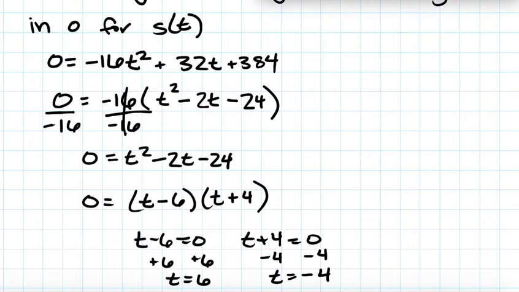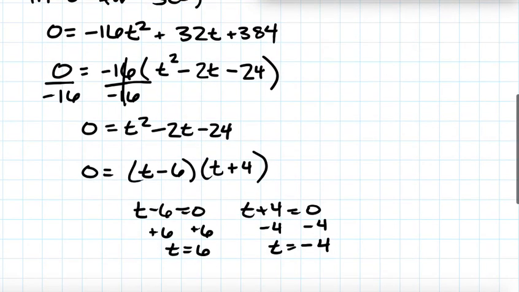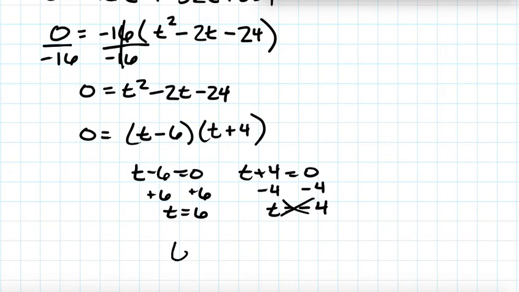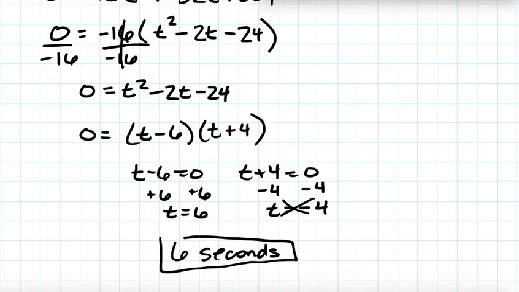So with these problems, a lot of times what happens is you get one negative answer and one positive answer. And the negative answer in terms of the context of the problem doesn't make sense, so you can just throw it out. In this case, 6 is the positive answer, and that does make sense. So my answer here is 6 seconds. If we throw the ball, 6 seconds later is when it hits the ground. So that's the answer.